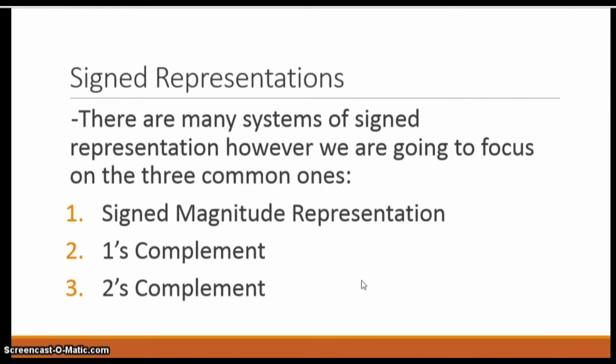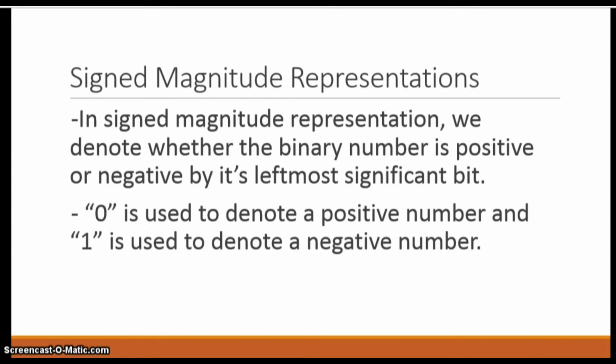There are many systems of sign representation. However, we are only going to focus on the three most common ones: the sign magnitude representation, the ones complement, and the twos complement. In sign magnitude representation, we denote whether the binary number is positive or negative by its leftmost significant bit. 0 is used to denote a positive number and 1 is used to denote a negative number.